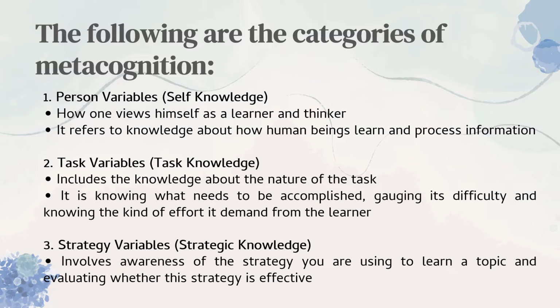Number 2, task variables or task knowledge. It includes the knowledge about the nature of the task. It is knowing what needs to be accomplished, gauging its difficulty, and knowing the kind of effort it demands from the learner. And lastly, strategy variables or strategic knowledge. It involves awareness of the strategy you are using to learn a topic and evaluating whether this strategy is effective or not.